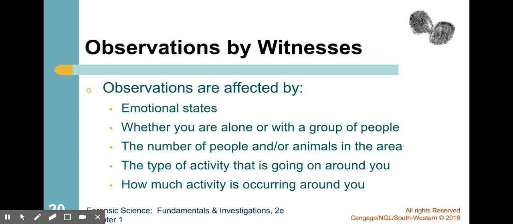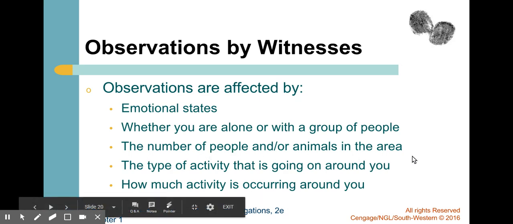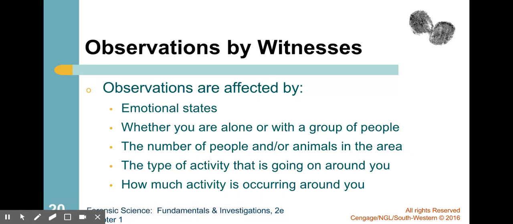Now, your observations can be affected big time by your emotional states. If you're very stressed, you may not be able to observe. Your body is really trying to fight for its life almost, and really trying to defend itself. So that's why people who are assaulted or in very stressful situations don't make very good witnesses. And also just the number of people around. If there's 100 people crammed in a tiny room, you're not going to be able to remember everybody's face.